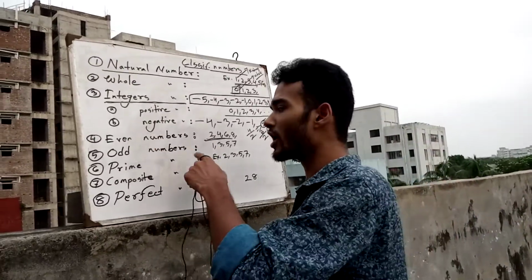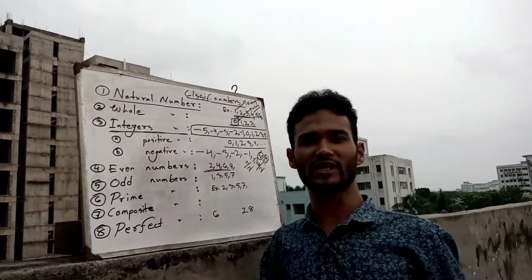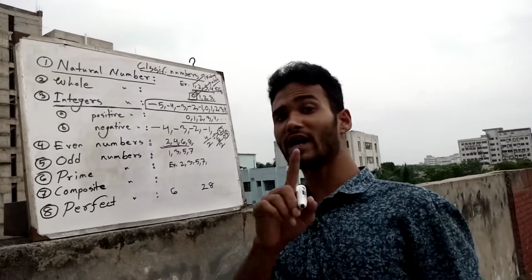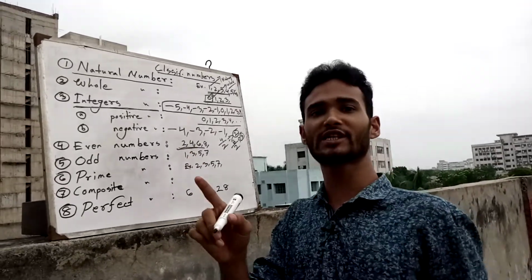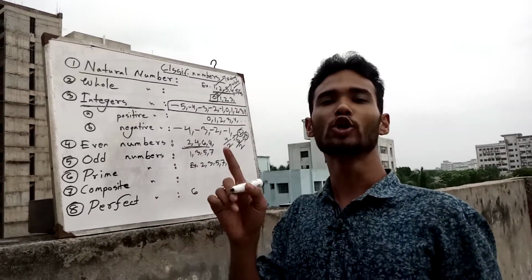Then go for the odd numbers. An odd number is any counting number which cannot be divided by 2.